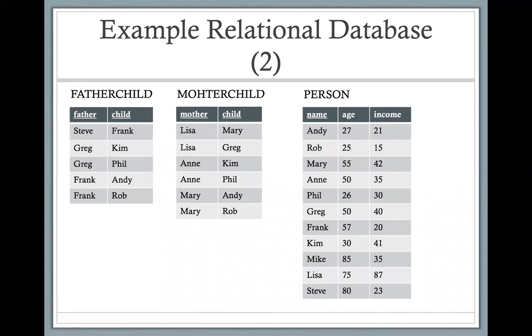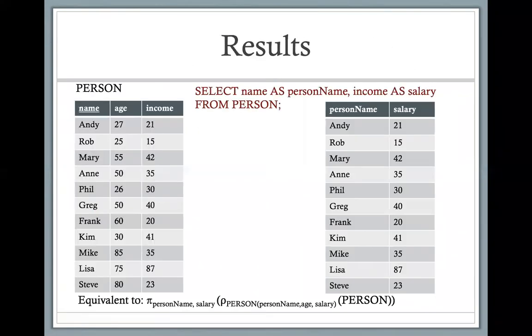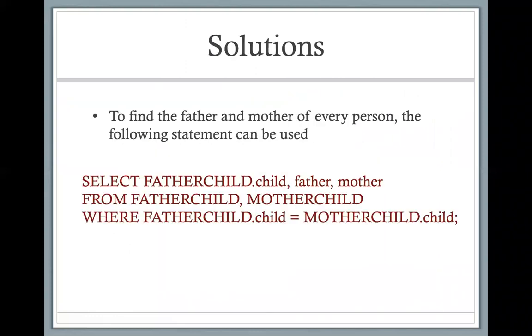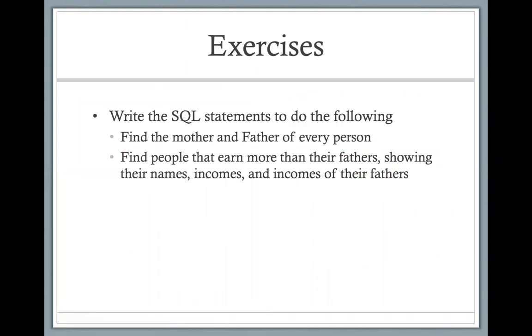Here are the three tables. I want to find, what was the query? Let me write it down. Find the people that earn more than their fathers, showing their names, incomes, and incomes of their fathers.